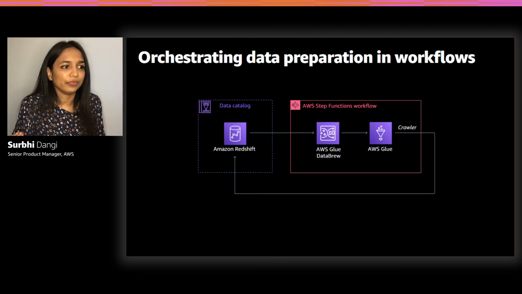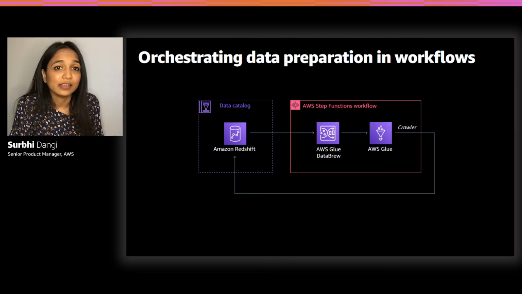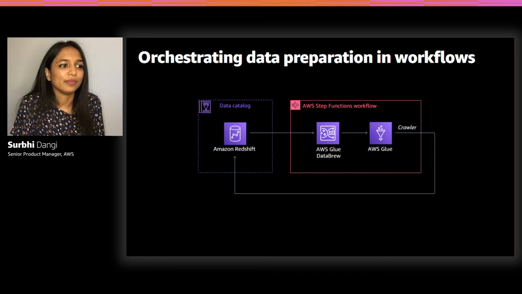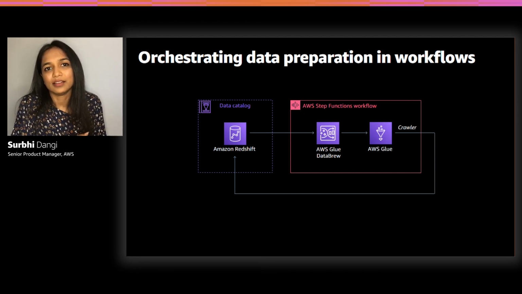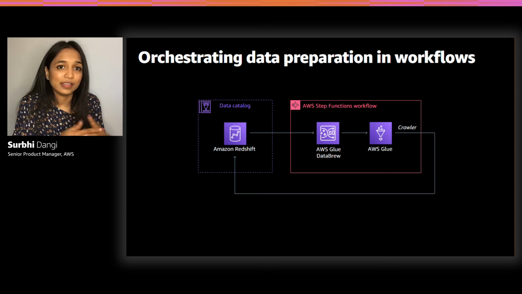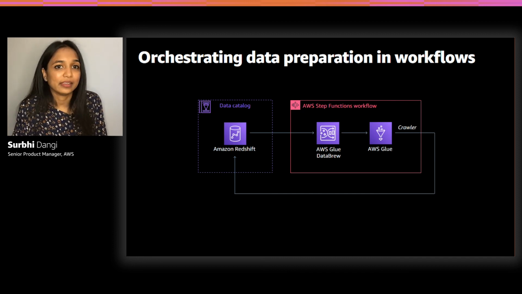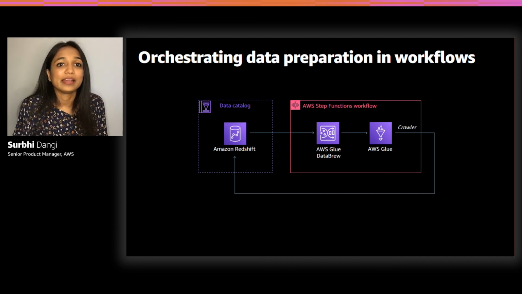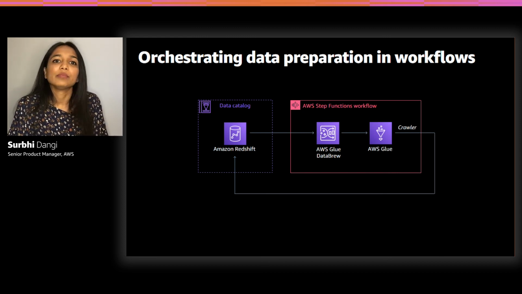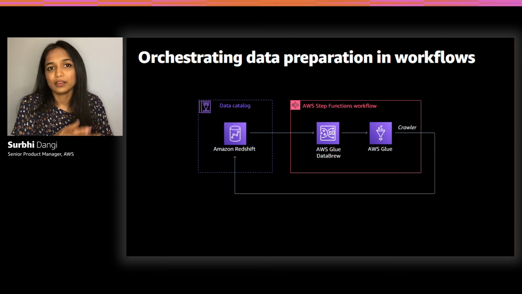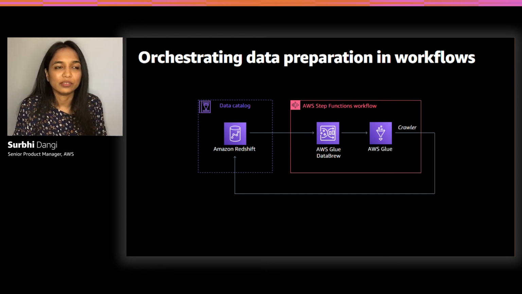What you can do is take, let's say, data that's sitting in Redshift and bring it into DataBrew, and then once data is prepared in DataBrew, when you run the recipe, you can trigger, let's say, a Glue crawler to put that data back into Redshift in your data catalog. And of course, this is just one such example of orchestrating data preparation, but you can see similar use cases where you can orchestrate these things via Step Functions or even Lambda functions.